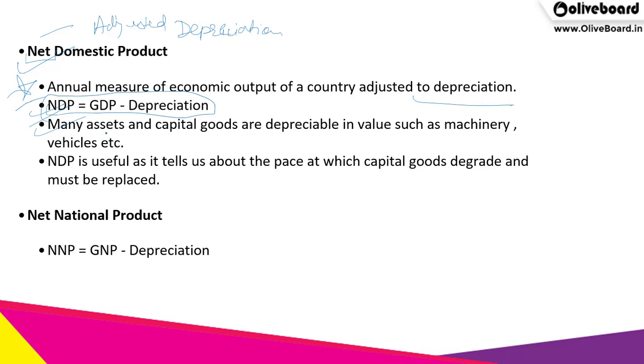Now, because there are many assets and capital goods, like machinery, vehicles, and other things, also flats, houses, they are depreciable in value. They are of a depreciatory nature, such as machinery and vehicles. So NDP is useful as it tells about the pace at which capital goods degrade and must be replaced. Now, net national product, again NNP, is GNP minus depreciation. Simple. So by this one simple sentence, you know what net national product is and what net domestic product is.